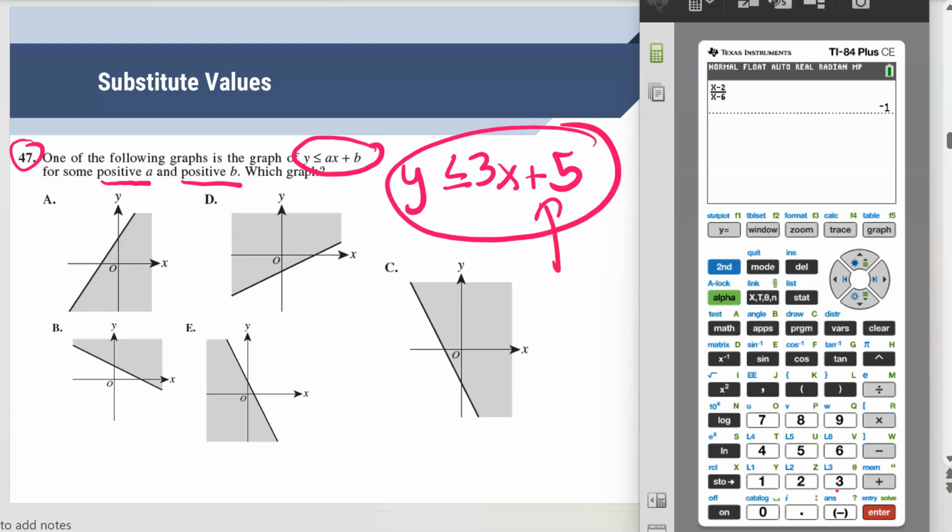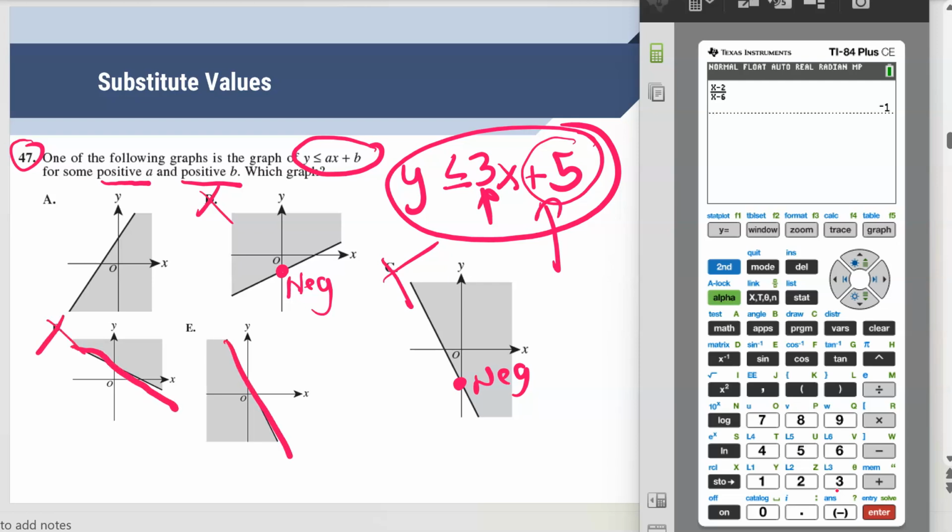Well, we know here the y-intercept is +5. Well, this one is negative, so I know it can't be that. This y-intercept is negative, so I know it can't be that. Let's see, the slope is positive, so the line should be going up. Well, this slope here is negative, and this slope is negative. Therefore, the answer must be choice A.